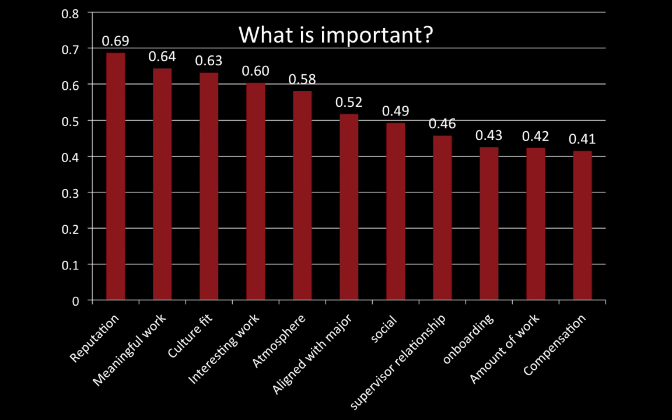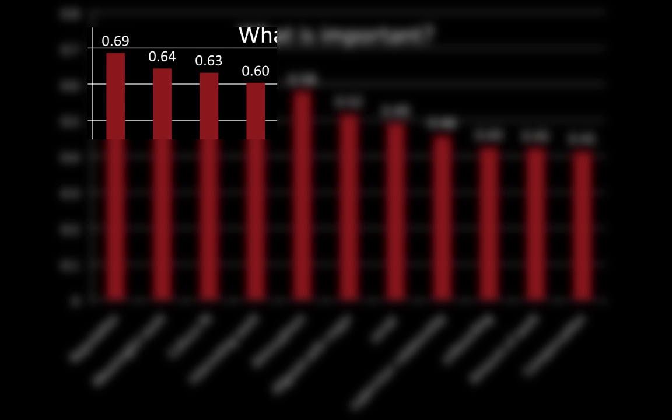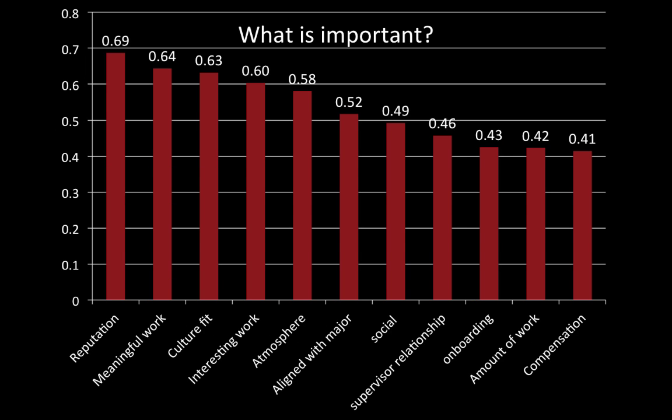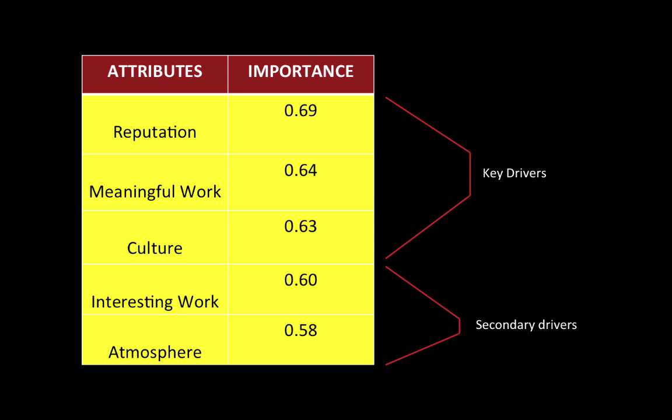All right. So what is important to CMU students in a full-time position? The reputation of the firm. Another key driver, we want meaningful work, culture fit, as well as interesting work. Those are the 4 key takeaways from that. We actually made this graph to understand it a little better. The key drivers were the reputation, the meaningful work, the culture, and the secondary drivers were interesting work and atmosphere.